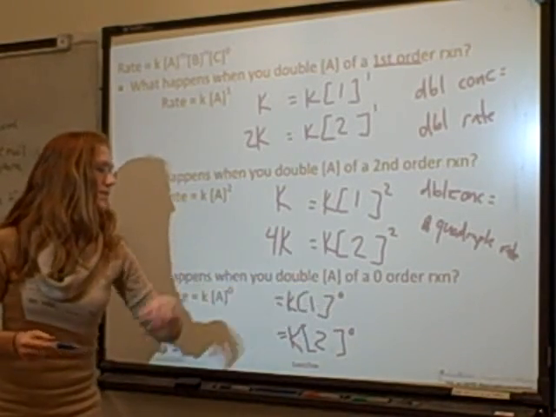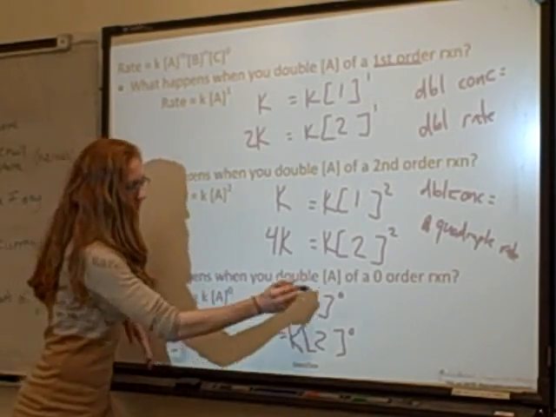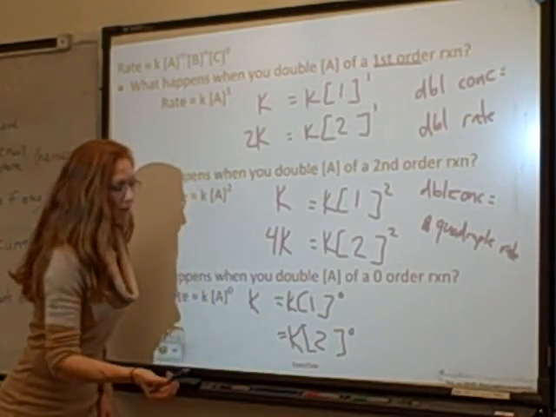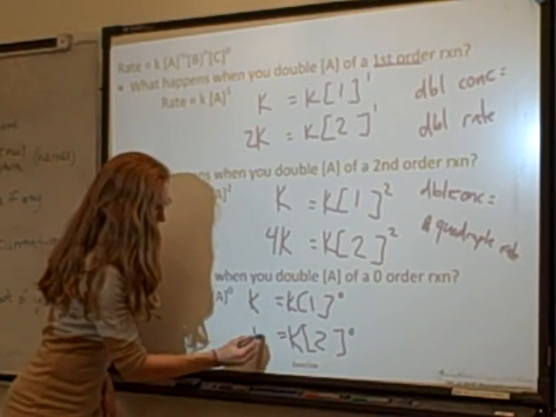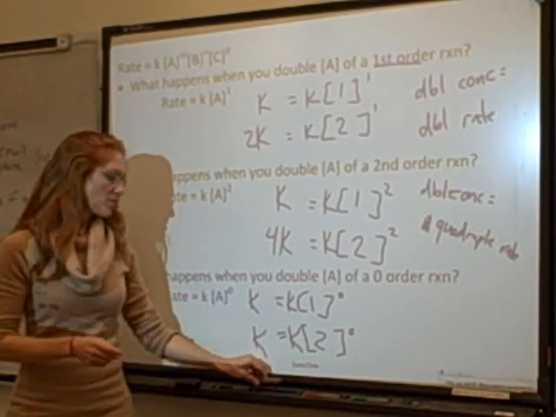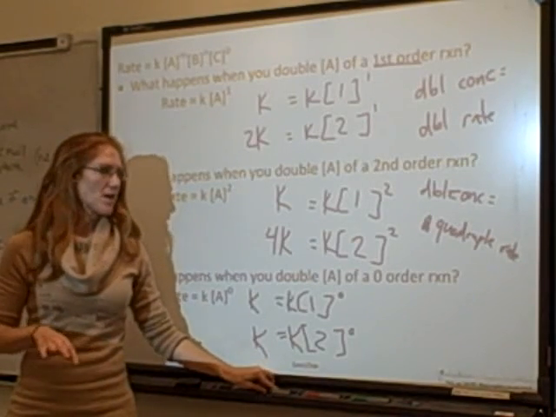So 1 to the power of 0 is just 1, right? 1 times K is K. Anything to the power of 0 is 1. So 2 to the 0 power is 1. 1 times K is K. So if you have a zero order reaction and you double the concentration, there's no change to the rate.